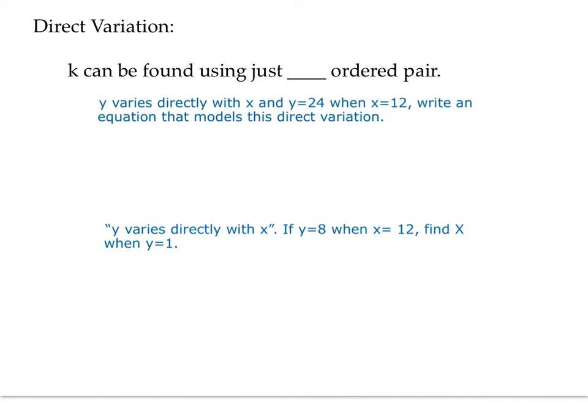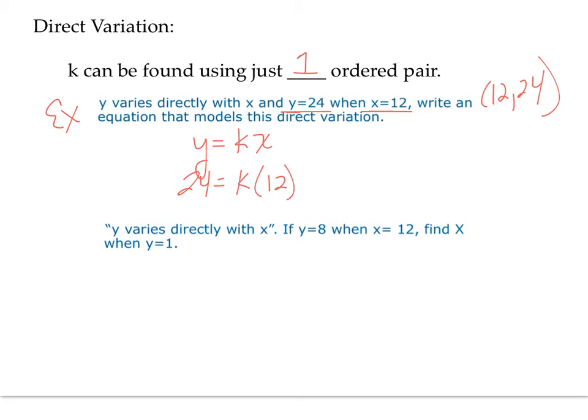K can be found using just one ordered pair. So in my first example here, I have my ordered pair 12, 24. So I have x equal to 12, y equal to 24. Use my formula, but I'm going to put 24 in for the y, 12 in for the x, divide both sides by 12, and I'll see that 2 equals k. So I can now write a new formula. Y equals kx becomes y equals 2x, because k is equal to 2.